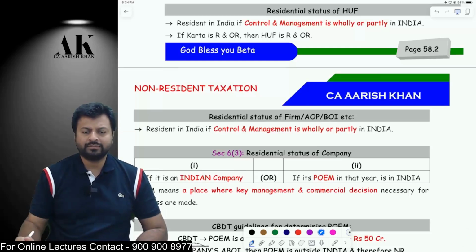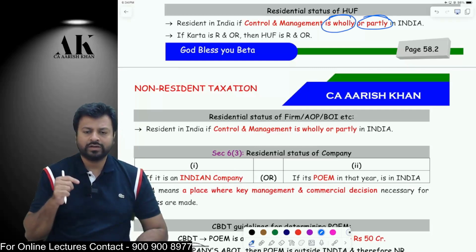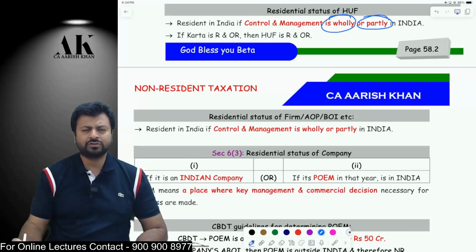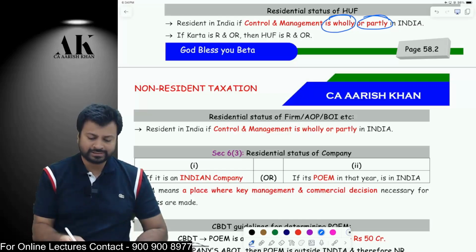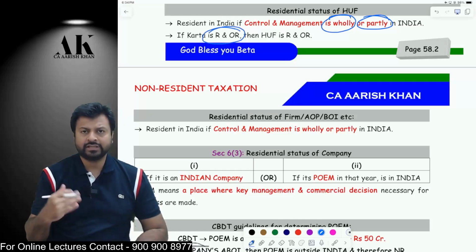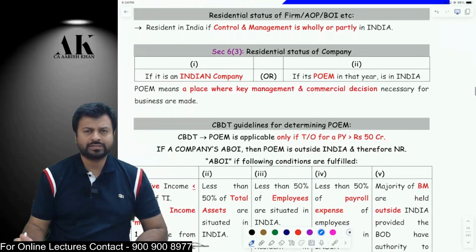Now, an HUF becomes resident when the control and the management of the HUF is either wholly in India or partly in India. In either case, the HUF will be called a resident. Okay. Can an HUF also be called an ordinary resident? The answer is yes. An HUF can also be called an ordinary resident. If the Karta is ordinary, then the HUF is ordinary. If the Karta is not ordinary, then the HUF is also not ordinary. I hope it is clear to all of you.